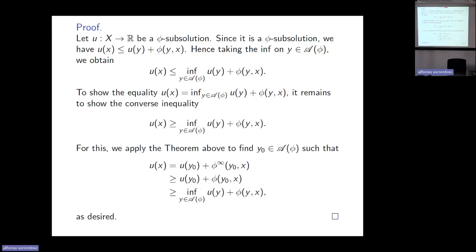Now, from the theorem above, we can find a y0 in the Aubry set, such that Ux is Uy0 plus phi infinity of y0x, but phi infinity is larger than phi of y0x. And this quantity here, because y0 is in the Aubry set, is larger than the limit.